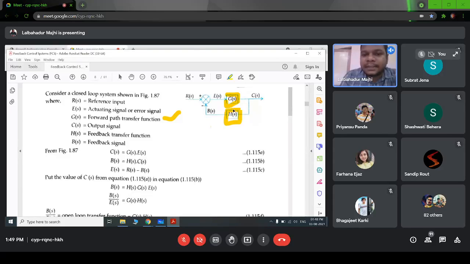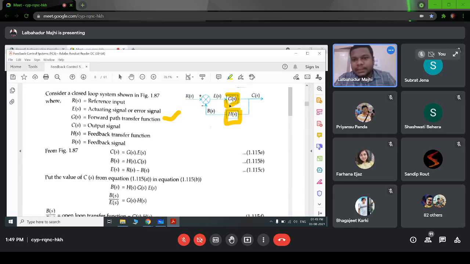Similarly, H of S is the feedback path, which means we can use a sensor here. If we determine the transfer function of the sensor, it will remain constant. That is why these constant terms are put in rectangles, but all the signals are given on the arrow marks. So, clear: R of S is the reference input or input signal, E of S is the error signal, C of S is the output signal, and B of S is the feedback signal.